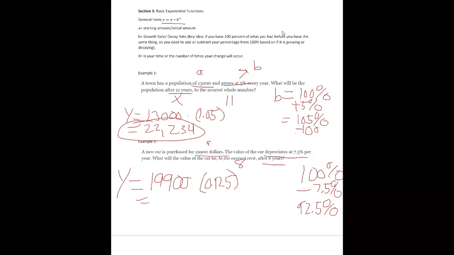So we're just going to plug this into our calculator. If you read the directions carefully, it asks to round to the nearest cent, especially since we're talking about money. So 19,900 times 0.925 to the 8th power. It's roughly 10,665.64 if you round to the nearest cent. That would be dollars, but you don't have to put dollars when you're doing these in Delta Math. But you can see the car almost lost half its value in 8 years, which is very true. Like I said, if you buy a brand new car, it loses its value pretty quickly.